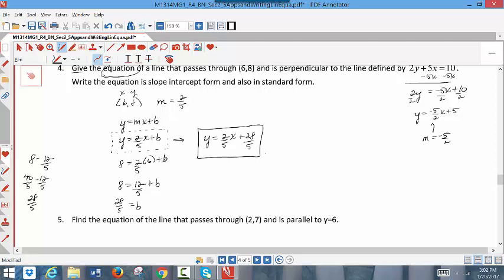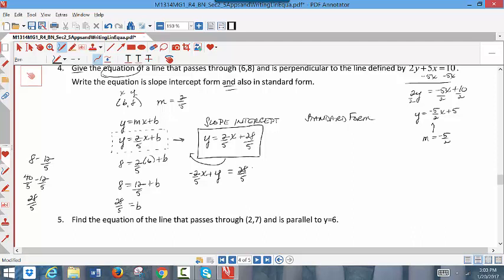This is write the equation in slope-intercept form. Oh, that's in slope-intercept form and also in standard form. Okay, so this is your slope-intercept form. And to get it in standard form, the x's are first, and then the y's, and then the equal, and then the number. So I need to move this x to the front by subtracting it. So now it's -2/5 x plus y equaling 28/5.